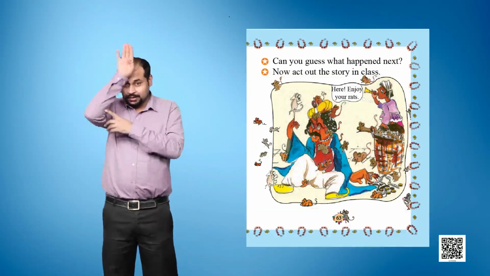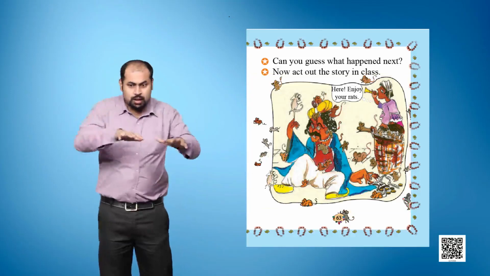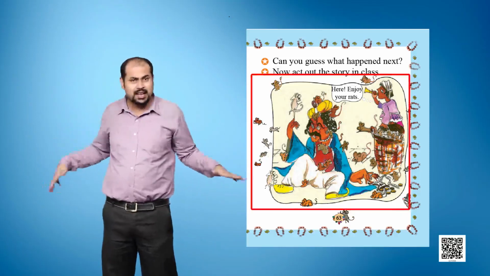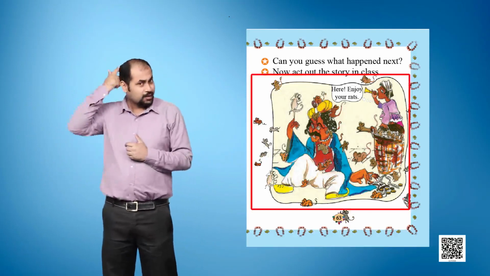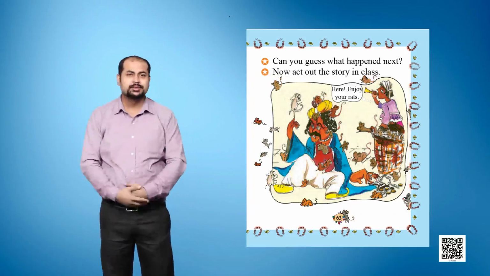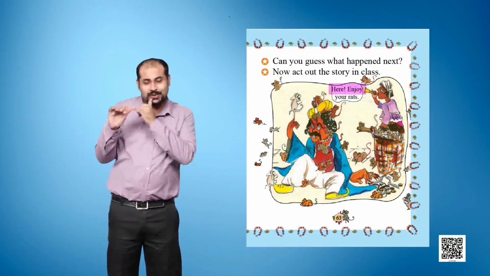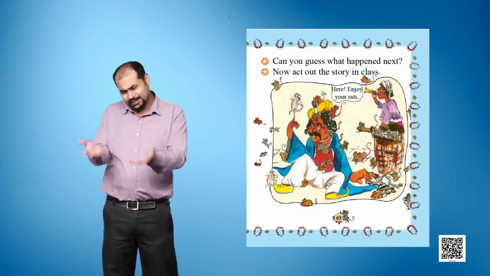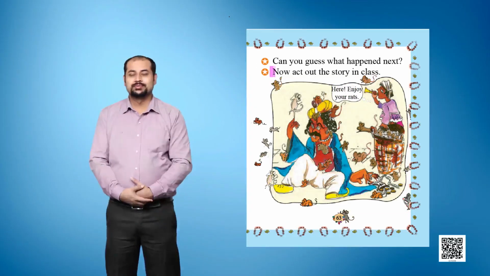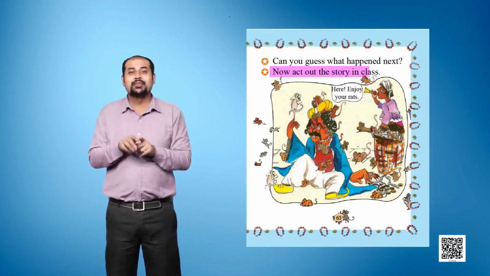The worried and hassled king is sitting on the floor near the basket with rats all over him. Few are even on king's head, and the flute man is saying, "Here, enjoy your rats." Now, act out the story in the class.